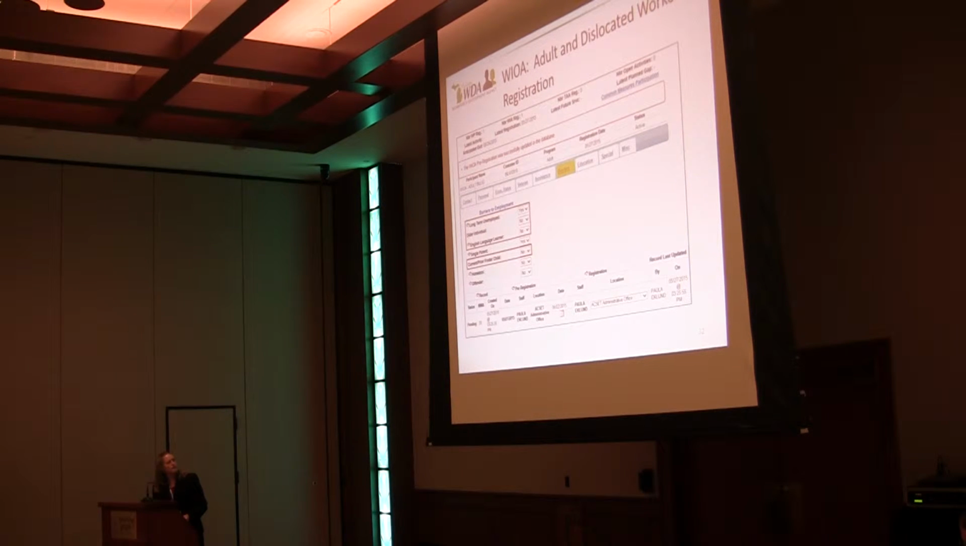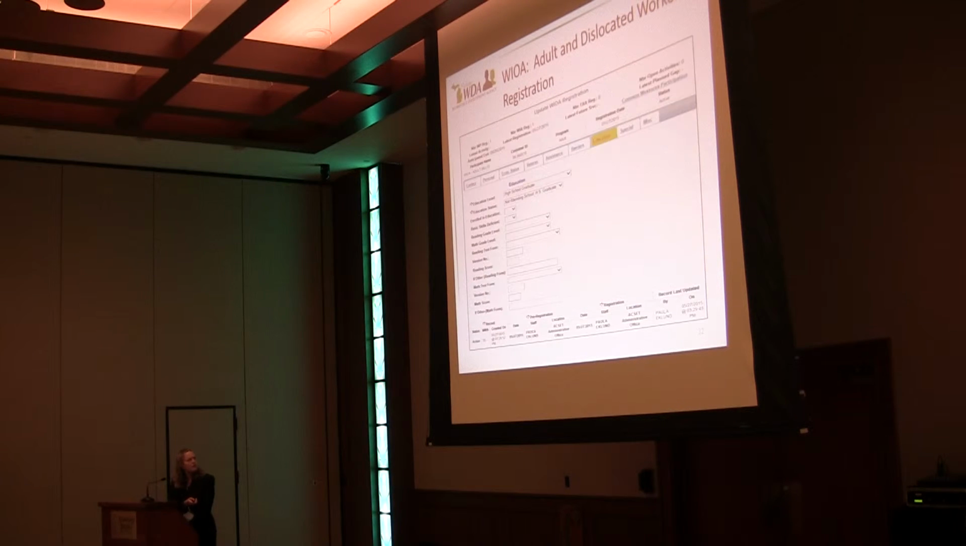And then current/prior foster child, right now it's simply foster child. And that's also a required field. Okay, and next is the education status. Those are the same fields that you collect on the WIA registration screen.